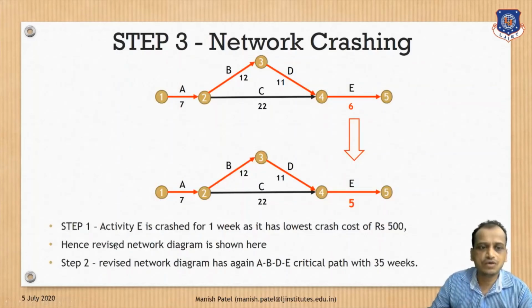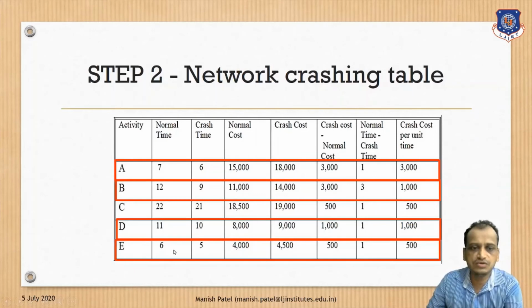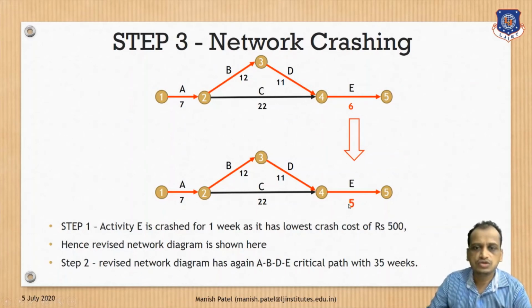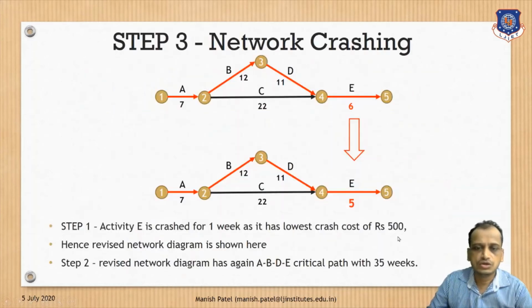So what is the first step? What is the minimum we can crash? For E activity, if you see here, you can crash up to 1 day. You can reduce the time by up to 1 day. So we reduce 6 to 5, right? If you reduce it by 1 day, what is the cost slope? 500 per 1 day is the cost to the company. So 500 rupees extra cost will be there.